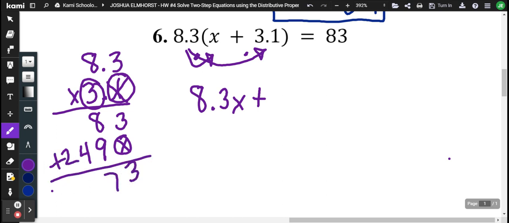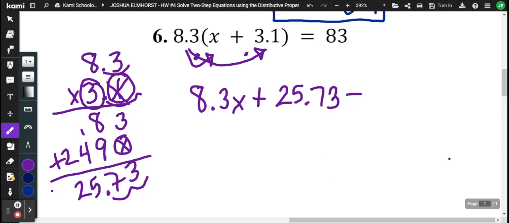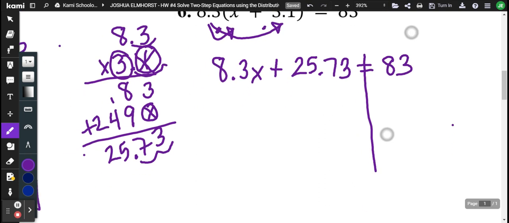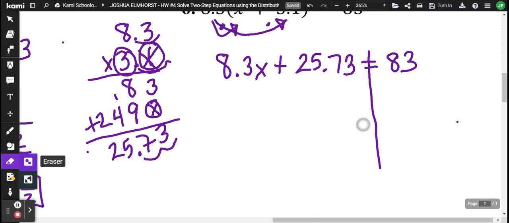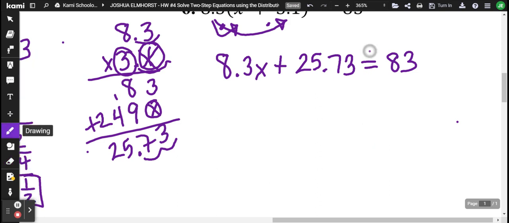Going to add these up. Count your decimal place values up above: 1, 2, and then we're going to move it over into our answer. We'll end up with 25.73. So 8.3x plus 25.73 is equal to 83. Now we're ready to do our 2-step process for this equation.